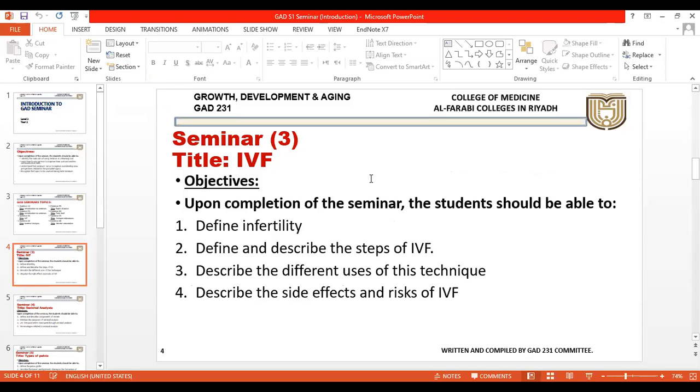How many students to each topic? As I said, there are 6 topics, and there are 14 students here. So 2 students will take one topic, and the remaining last 2 can adjust with somebody else.